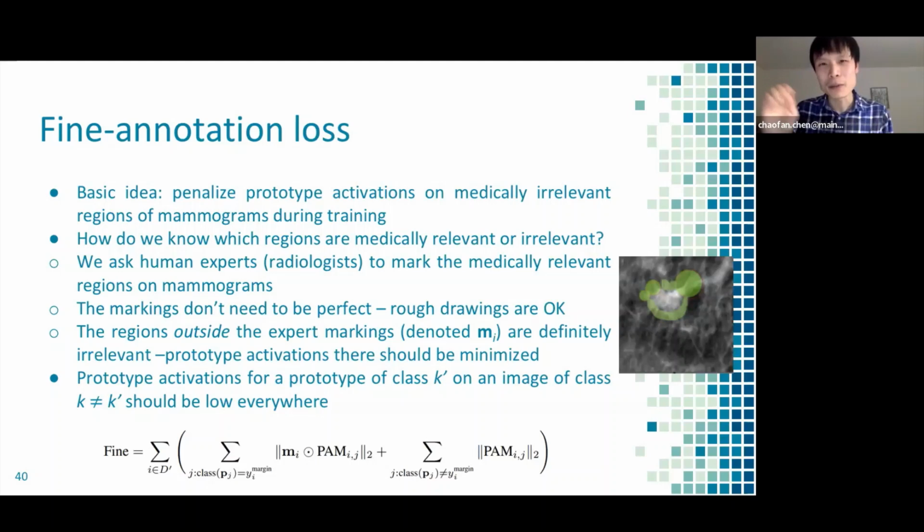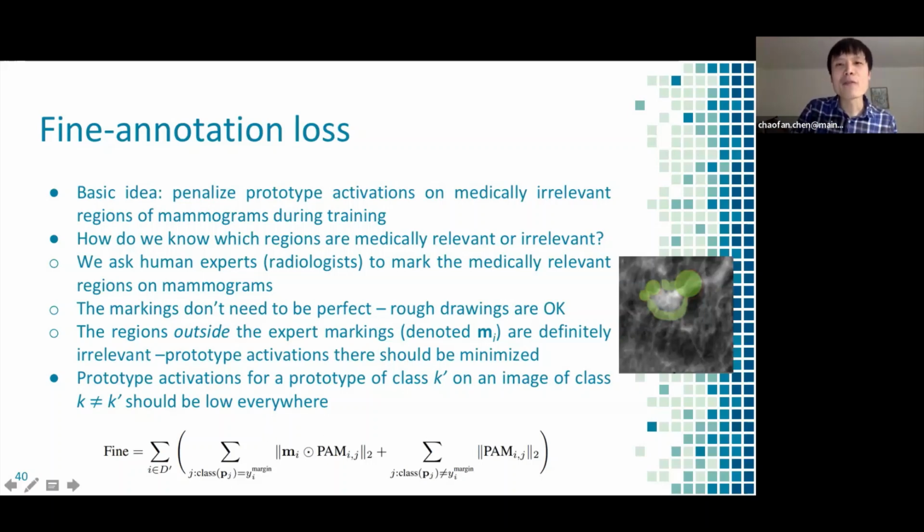The key here is that this is different from segmentation, because we are not performing segmentation here. Another key difference is that the markings from the human experts do not need to be perfect. They can just be some rough drawings around the medically relevant regions. This is completely okay. And the idea here is that any region outside the expert markings, which we will denote with the mask M_i, we'll treat as the irrelevant regions. And we want to minimize the prototype activations outside the medically relevant regions, outside the expert markings.